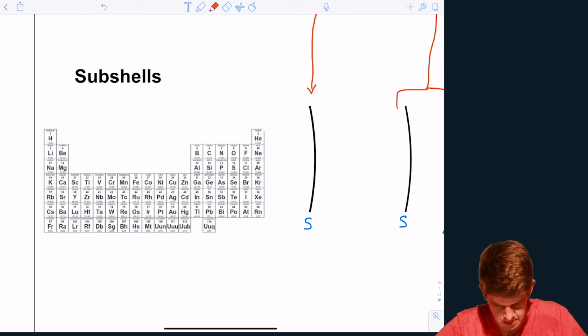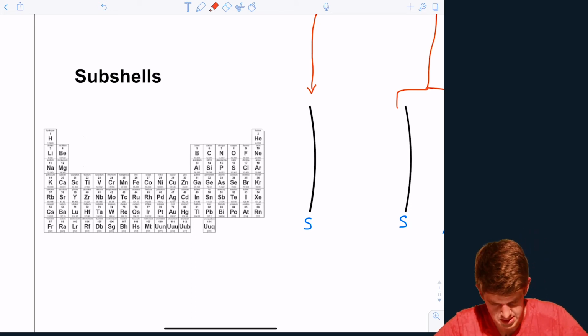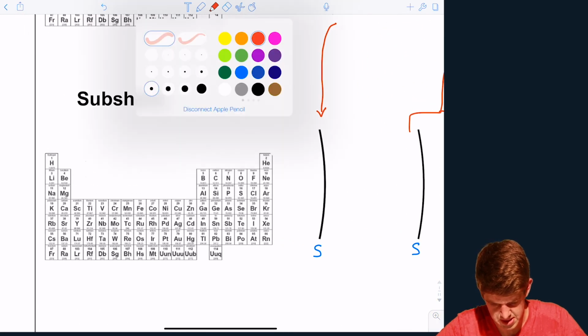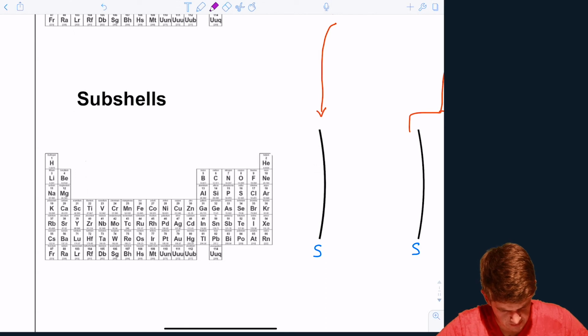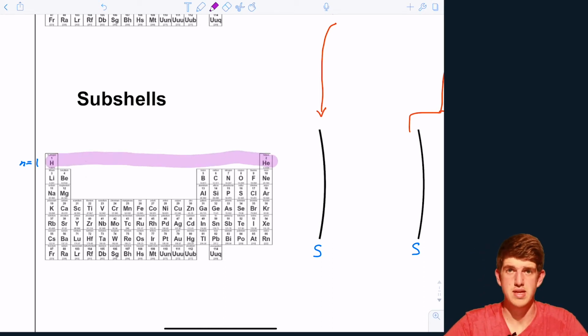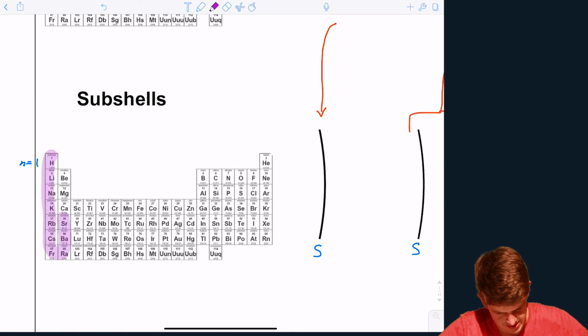So on the periodic table, we can break up and actually visualize all of the different subshells. So let's say, what color did we use? We used purple for the actual subshells, so I'll keep that going. So for the first row, where n equals 1, I've got 2 electrons, or 2 elements. And both of those elements are actually going to be in the S block. And the S block overall is represented here and here.